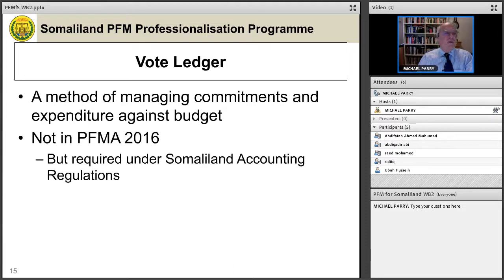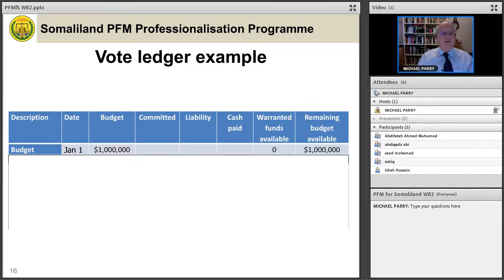And how you monitor them is something called the vote ledger. It's a method of managing commitments and expenditure against budget. The actual vote ledger isn't mentioned in the Somaliland PFM 2016, but it is required under Somaliland accounting regulations. And to fulfill the requirements of the Act, you need a vote ledger. Now I'm going to go through those transactions for the Ministry of Health and its vehicle one by one, so that we can see what happens.